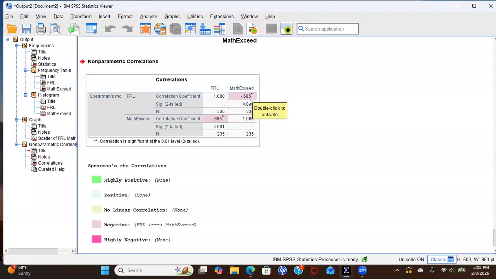So as the percentage of students that receive free and reduced lunch goes up, the percentage of students meeting the exceeding level goes down. So there is a strong negative correlation between the percentage of free and reduced lunch students and the percentage of students exceeding on the math level.